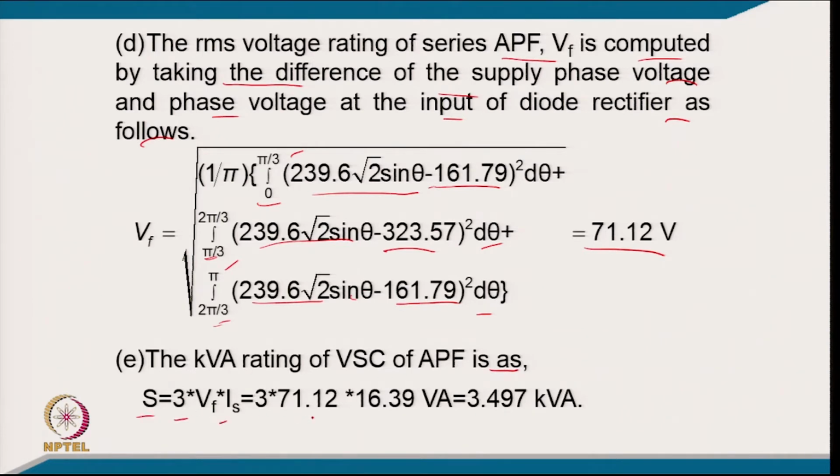Now, the kVA rating of the voltage source converter of the series active filter is S equal to 3 VF IS. It comes 3 into 71.12, the voltage we calculated, and the current is the same as the supply current, 16.39. So, the rating comes to 3.497 kVA.